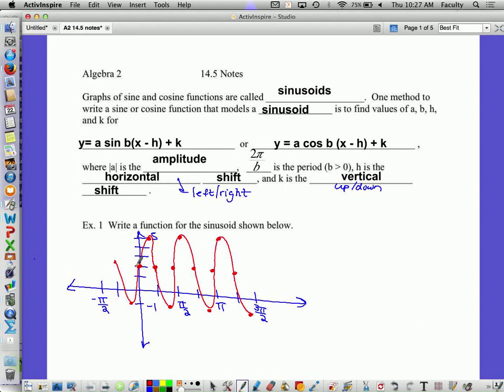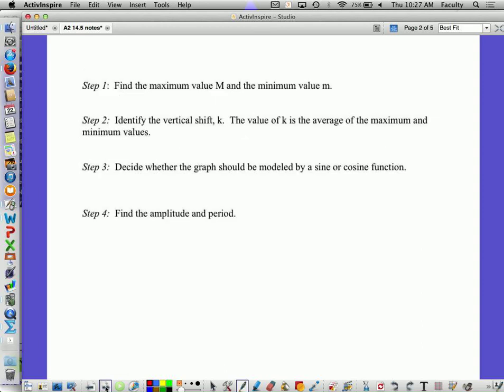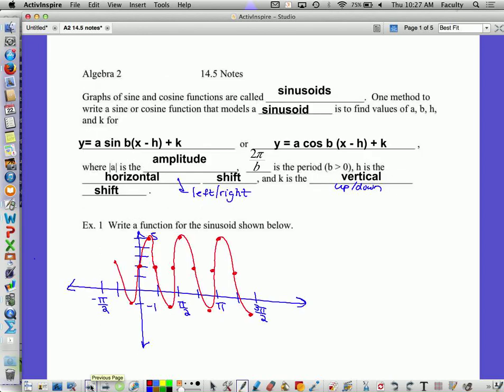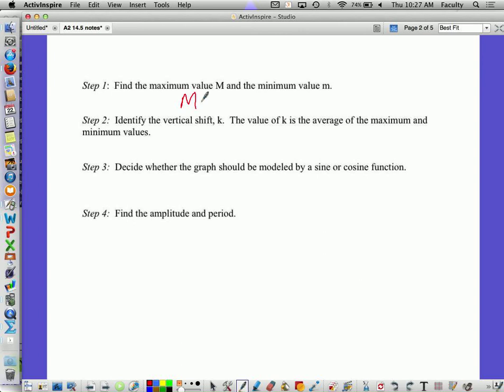So I'm going to take you through 4 steps in order to come up with these values, okay? Everybody have the graph now? Once you see the pattern, then you can just follow the pattern. So step 1 says find the maximum value, capital M, and the minimum value, little m. When they ask you for a maximum or minimum, it is implied it's a y value. So what is the maximum y value? 5. What's the minimum? Negative 1. So capital M is 5, little m is negative 1.